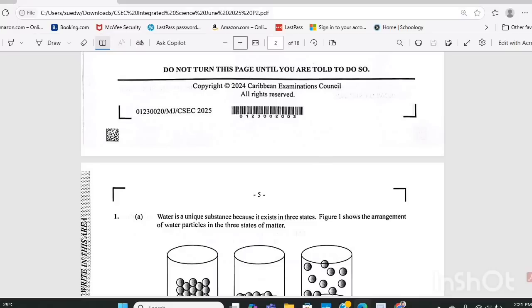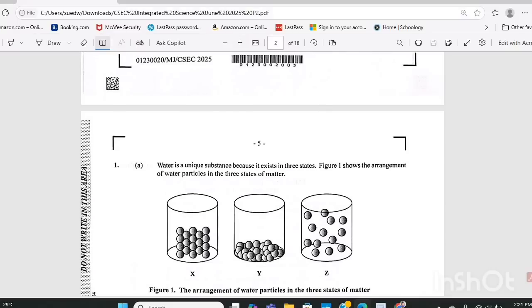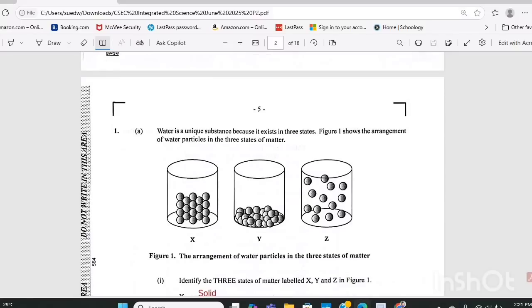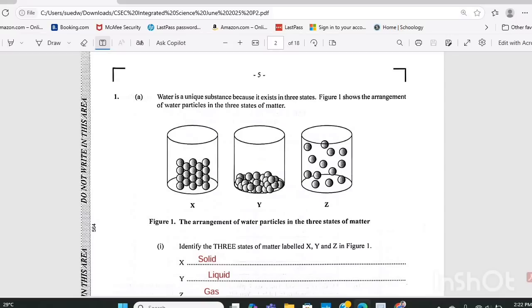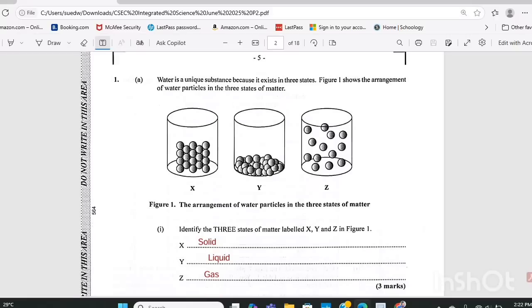All right. The first question asks, water is a unique substance because it exists in 3 states. Figure 1 shows the arrangement of water particles in the 3 states of matter: X, Y, and Z. The question asks us to identify the 3 states of matter labeled X, Y, and Z. X is solid, Y is liquid, and Z is gas. 3 marks. And I don't think I've ever seen an easier question on any integrated science paper.